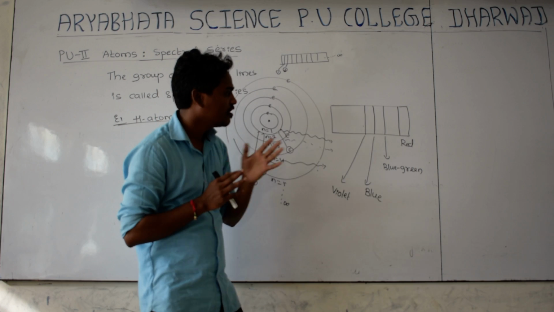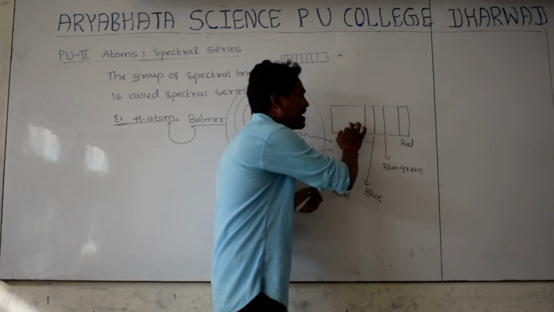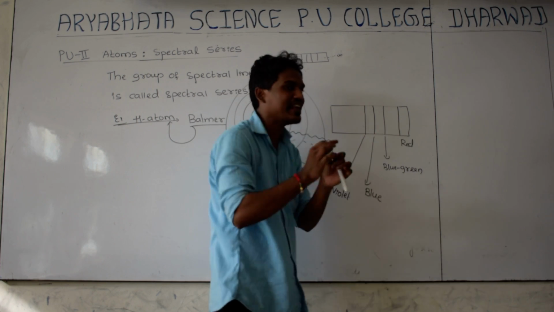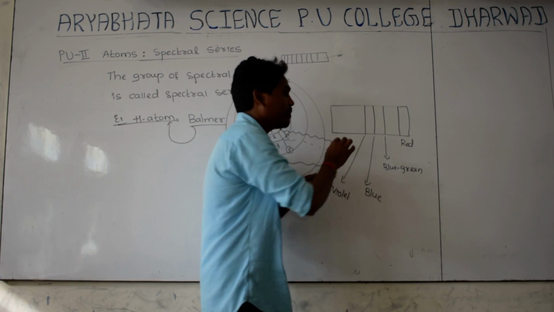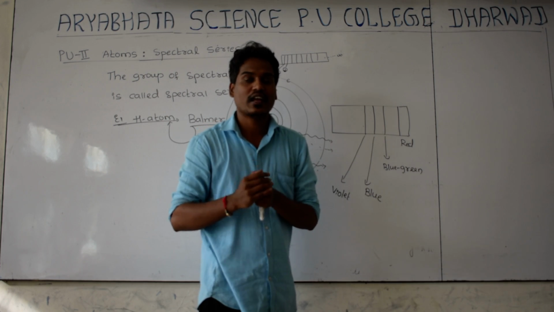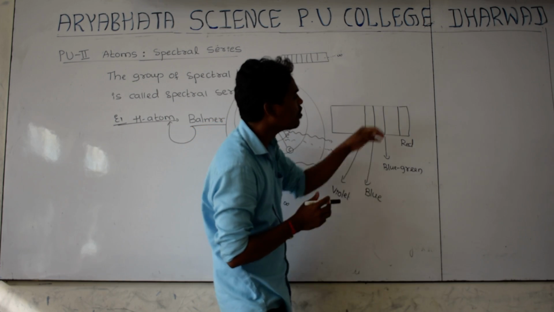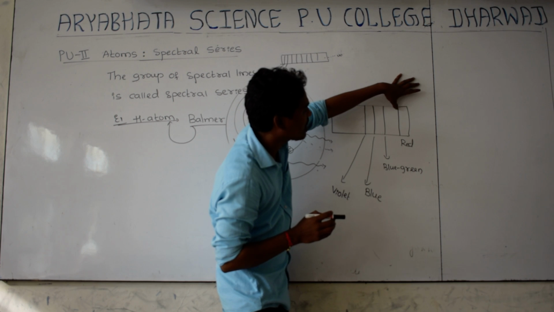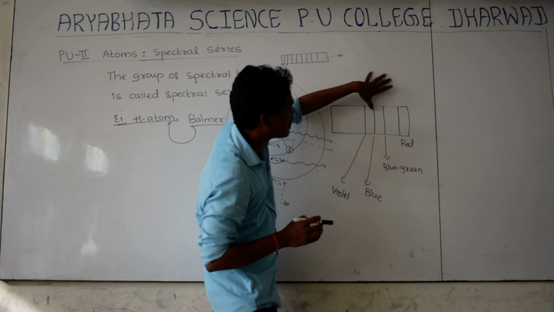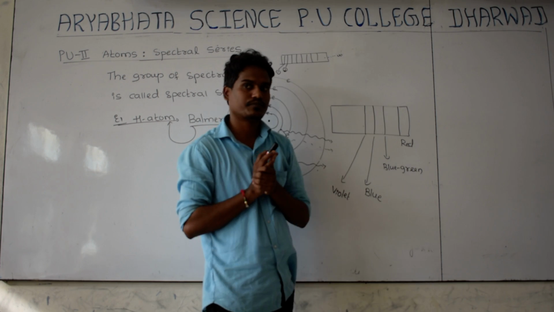And why did he consider only 4? Because these spectral lines are very clear. The remaining are not clear, that's why he left those spectral lines. And his intention is to find out the wavelength of this red one, this blue and green mixed one, this blue one, and this violet one.